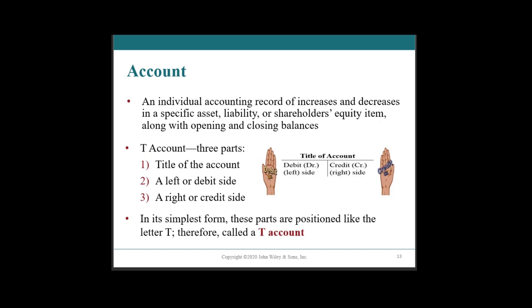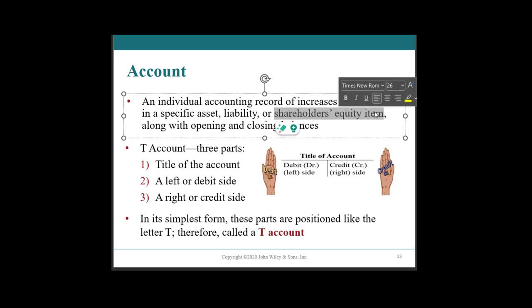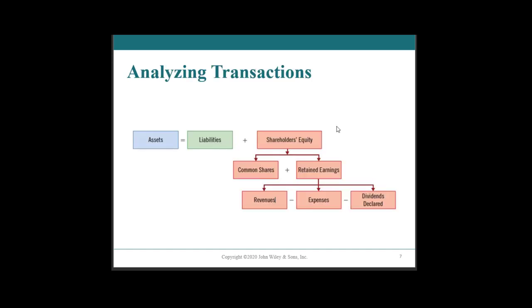Now, remember, we've summarized and simplified for the time being that all of the retained earnings, here, I'll pull it up. All of our retained earnings rolls up into shareholders' equity. And from retained earnings, that has our revenues minus our expenses, which gives us our net income. Then net of our dividends, and that's what is retained in the company.